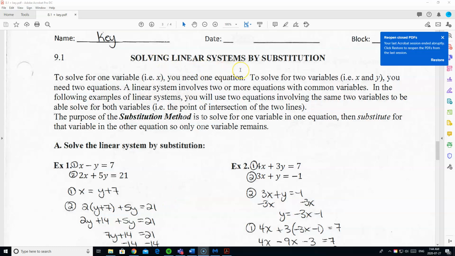Solving linear systems by substitution. So this is actually chapter 8. I just forgot to edit this. It's 8.1. In the last chapter, in chapter 7, you looked at solving linear systems by graphing the model.